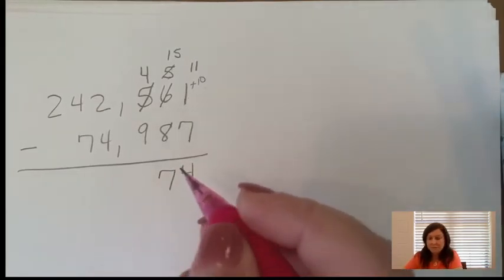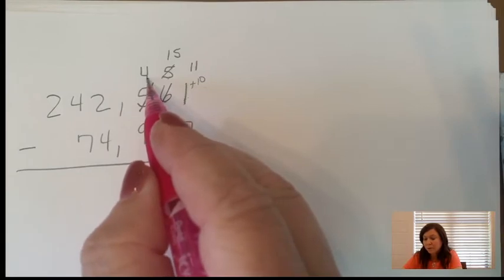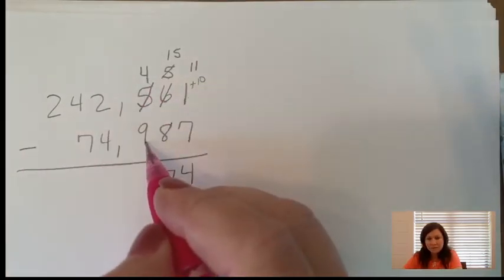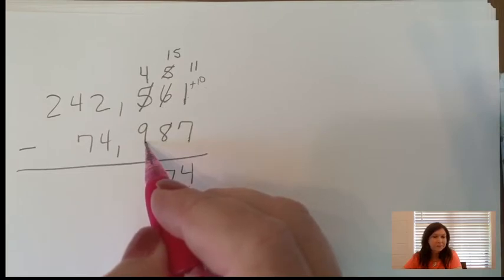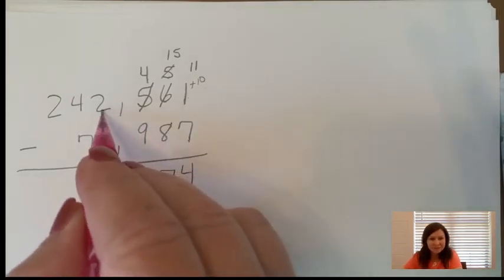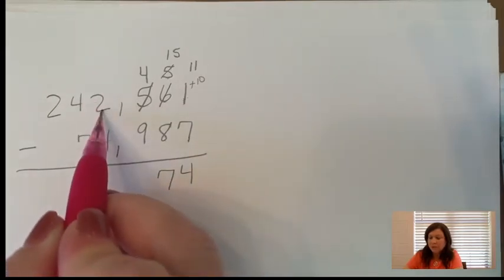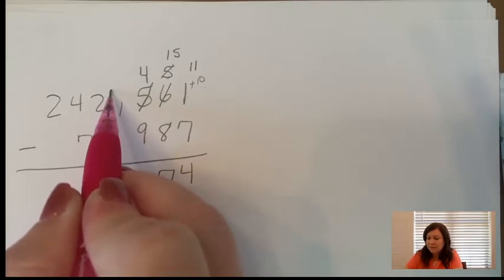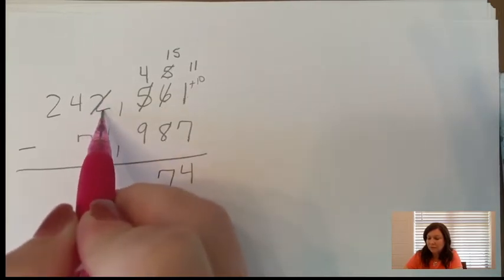All right, let's move to our hundreds. We have 4 hundreds in our top number minus 9 hundreds in the bottom number. Can we do that? No, we cannot do that one either. So we're going to have to come over here to our thousands, and we're going to have to unbundle and subtract one of our thousands.